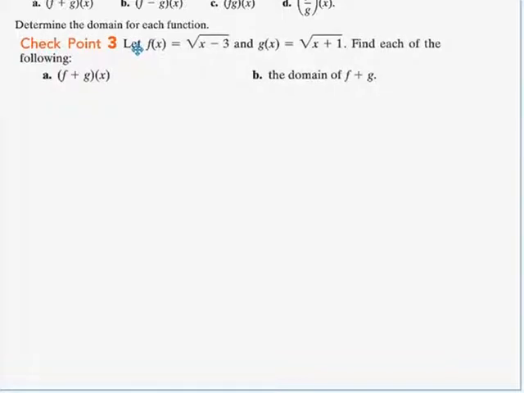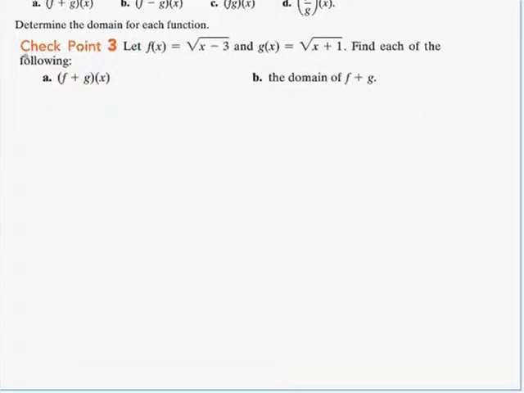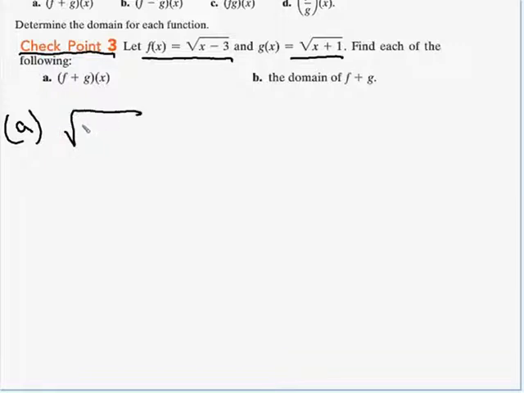All right, last example here, or our last practice problem, checkpoint 3. Here are our two functions. Find each of the following. Well, the first one is the sum, f plus g of x. And that's simply we add them up, and it's radical x minus 3 plus radical x plus 1. So there's the answer to part A, the sum of the two functions.